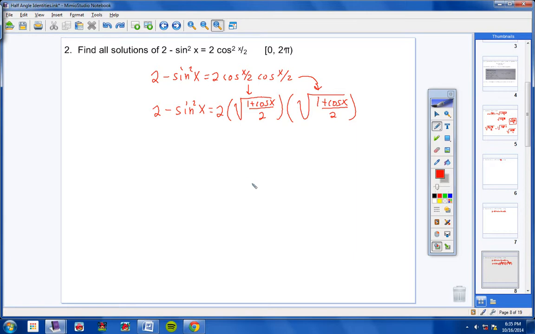Okay, let's continue on. I don't want to go too fast. Hopefully you guys are caught up, okay? So I made a substitution here and a substitution here. Now I'm going to simplify this right side over here, okay?